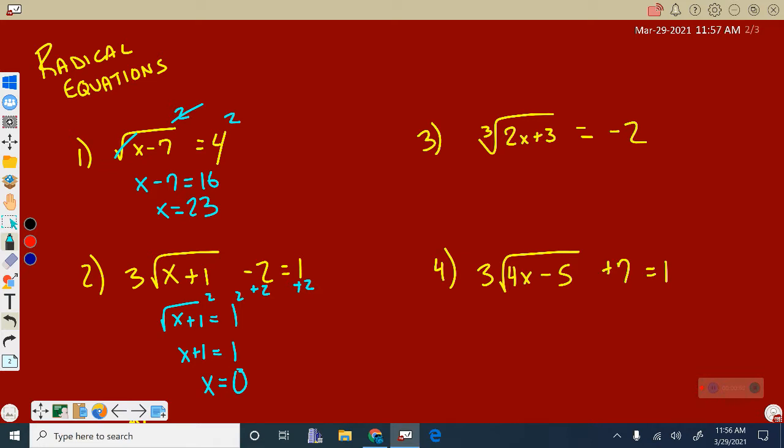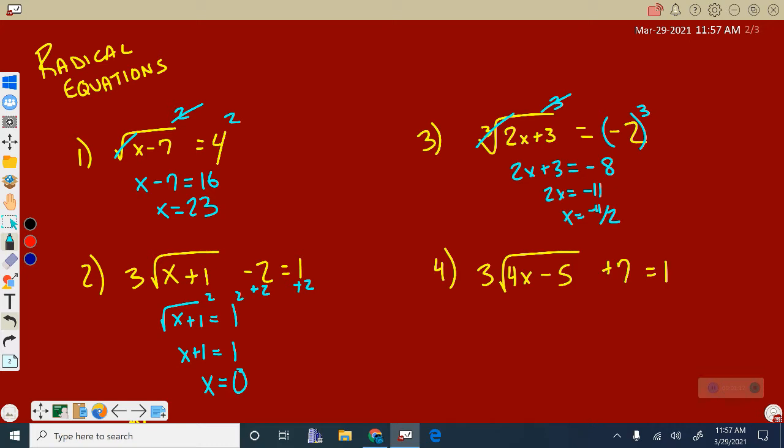Number 3, same idea. This is a cubed root though. So instead of squaring both sides, we have to cube both sides, and make sure you are properly doing that cubing. So when we do that, those cancel. You're left with 2x plus 3 equals negative 8. Subtract 3 from both sides, so 2x equals negative 11, so x equals the fraction negative 11 over 2.